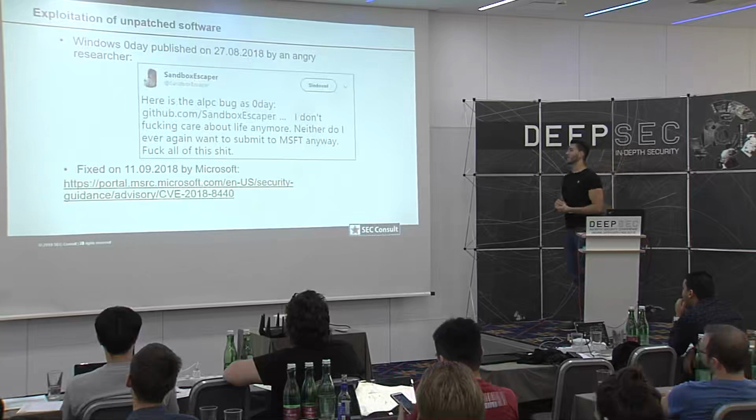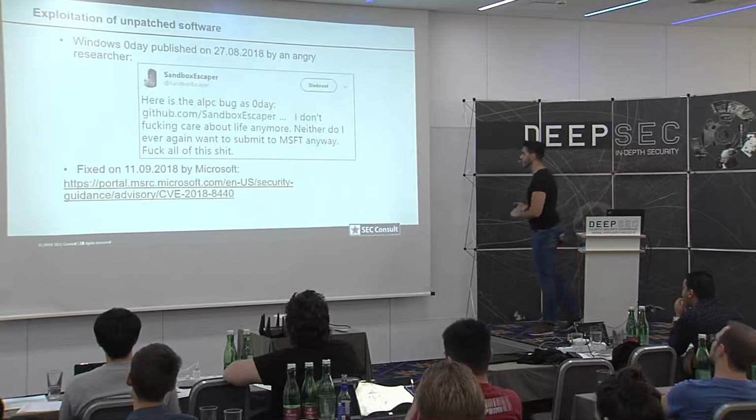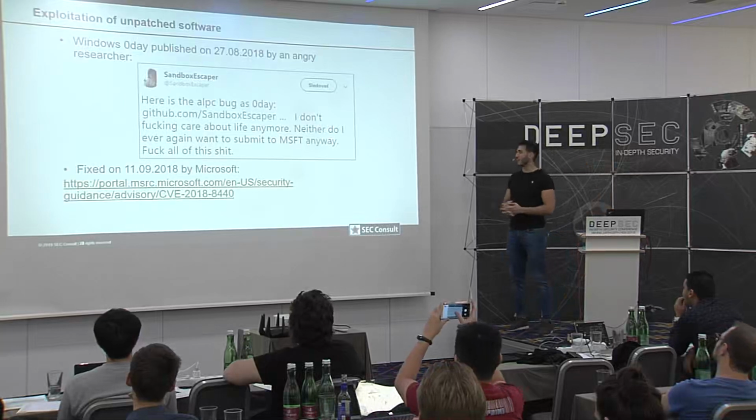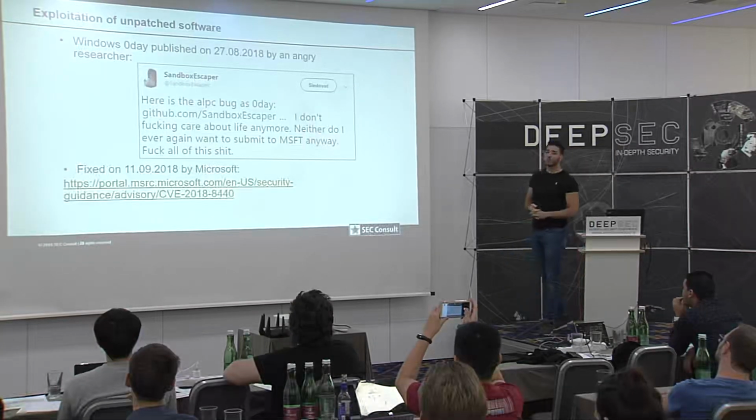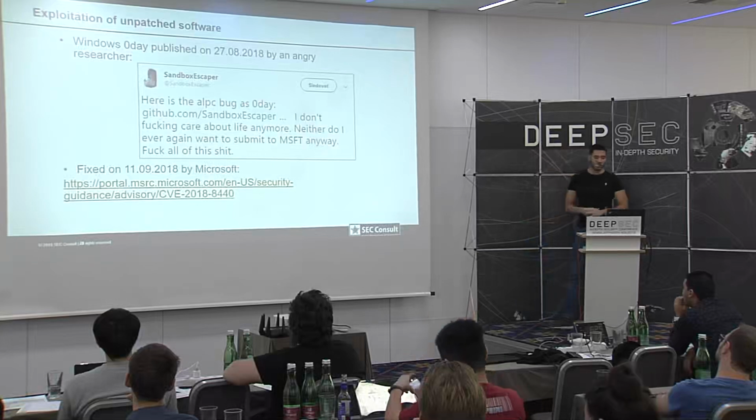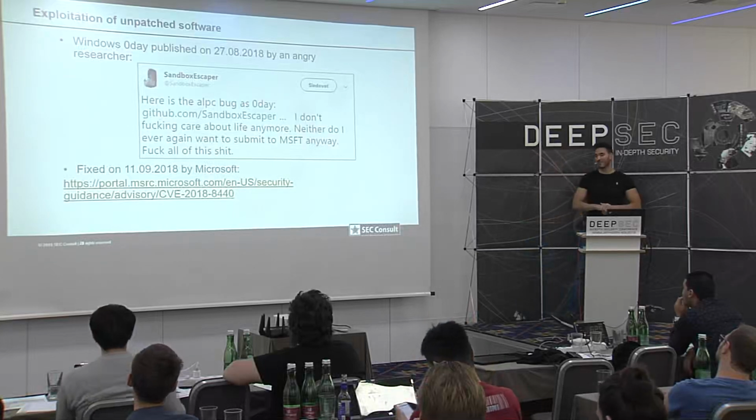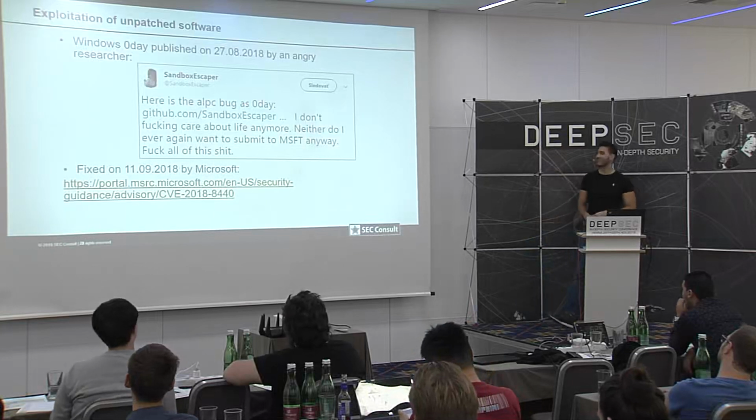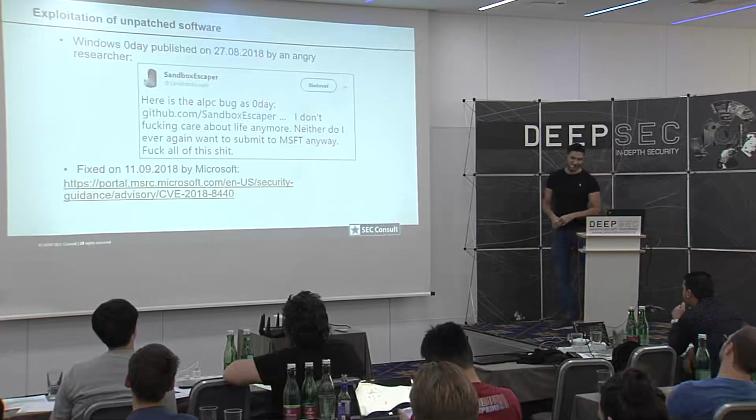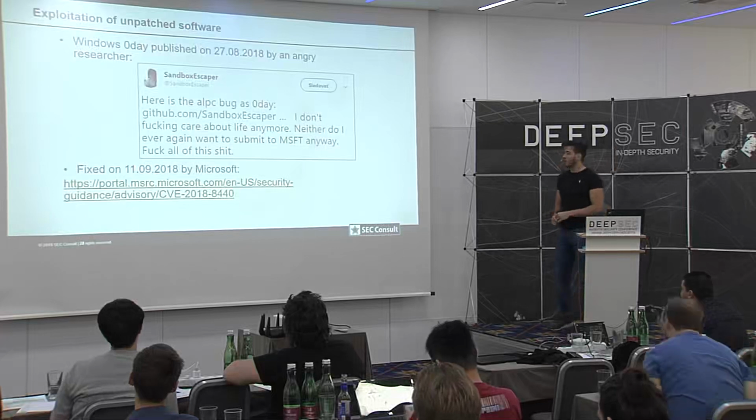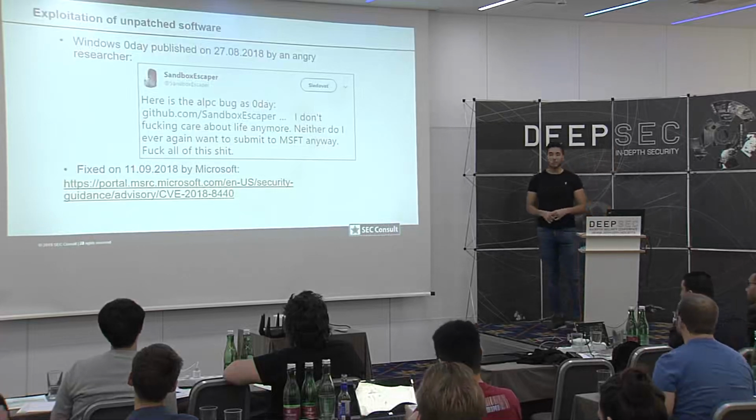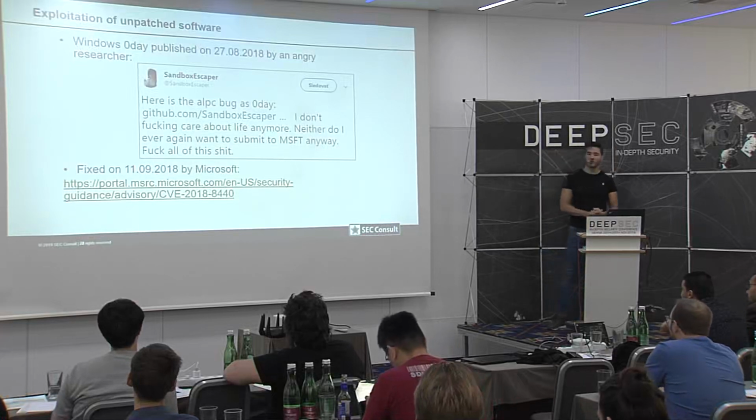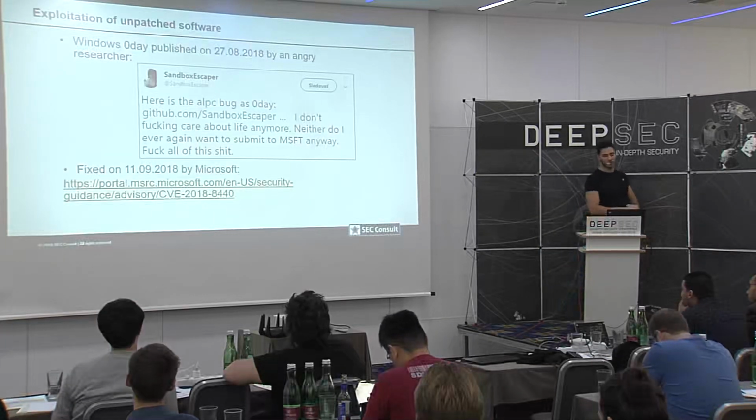For example, on the 27th of August 2018, Sandbox Escaper, our infamous friend, again published a zero-day exploit for Windows. And this is his tweet. If you read through it, you can see he's angry in there. So he published this exploit on GitHub, boom. Zero-day exploit for every Windows machine out there, without any exploit.